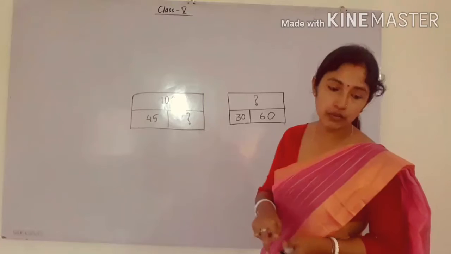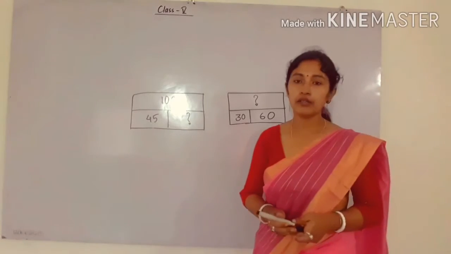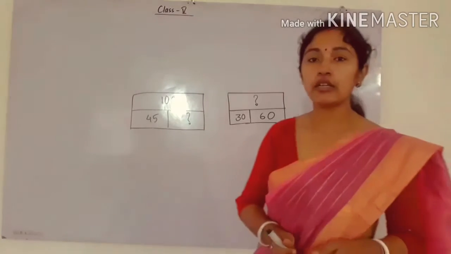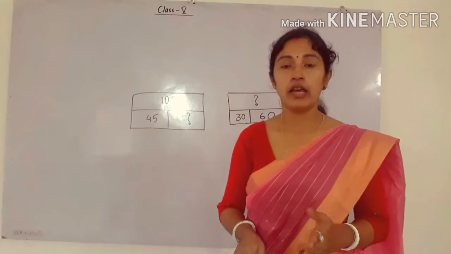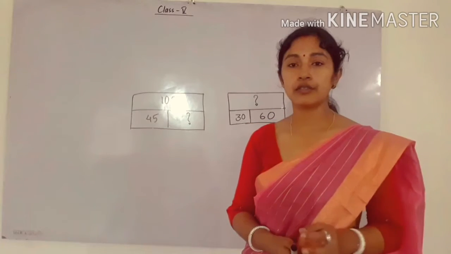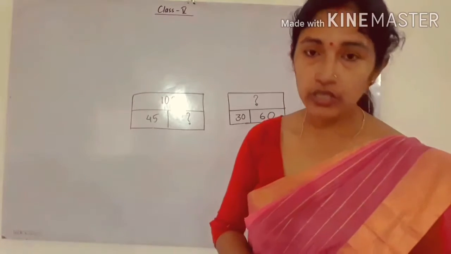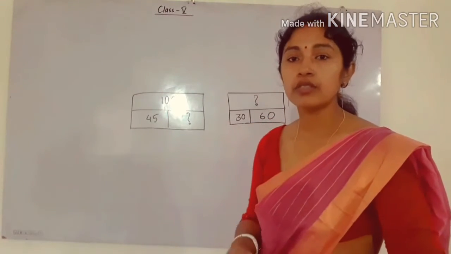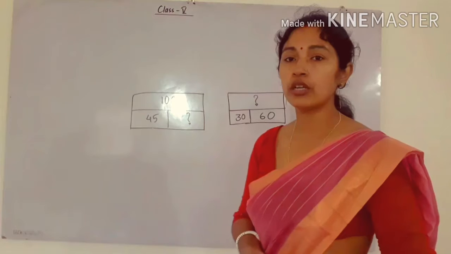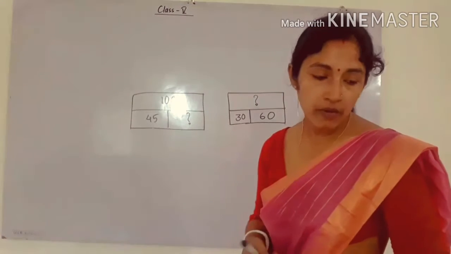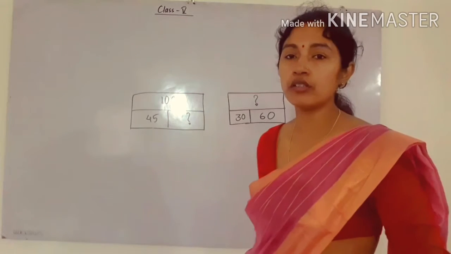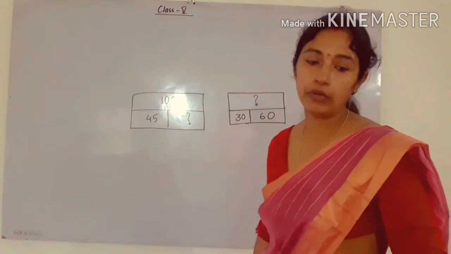Okay, so these are some simple techniques so that you can do the questions easily. Like in my previous lecture, I have already told you that by using some steps we can easily do the question in an organized manner. Similarly, here by using the models we can find the missing numbers.